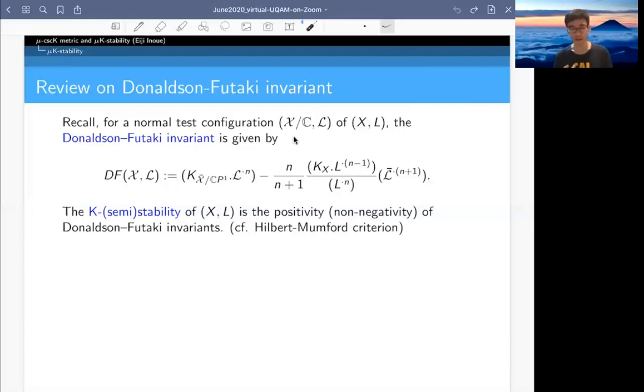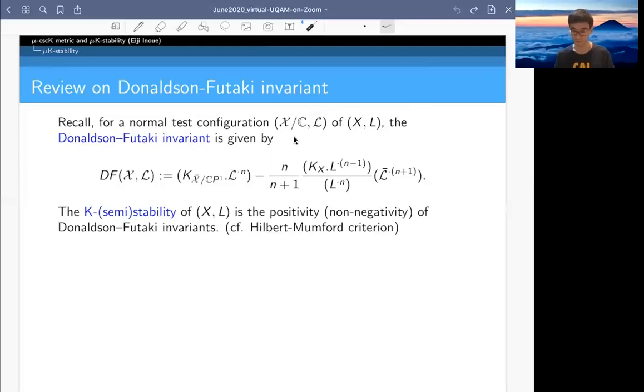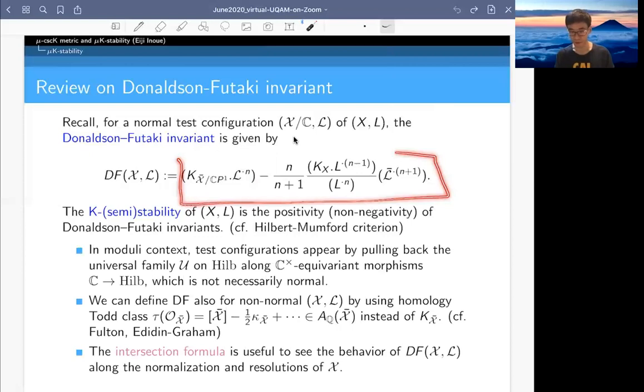And the relation with the existence of cscK metrics can be formally explained by the moment map picture of cscK metrics and the scalar curvature, in view of the finite dimensional Kempf-Ness theorem. So it's an analogy of the Kempf-Ness theorem that people say K-stability must be related to the existence of cscK metrics on the given polarized manifold. And this expression is convenient for the following reason.